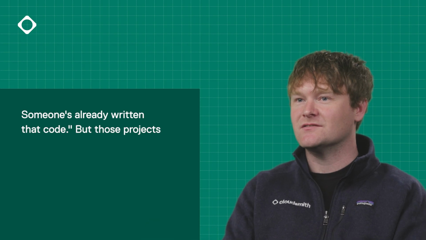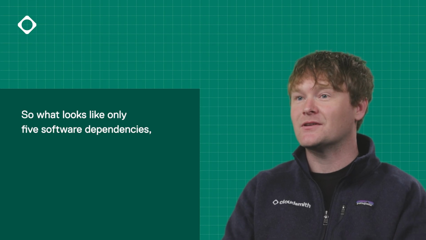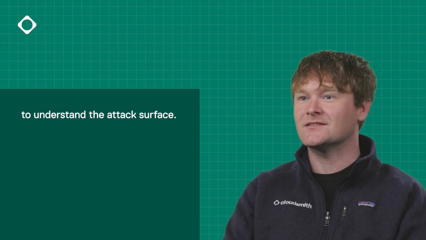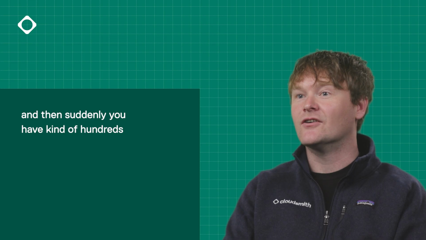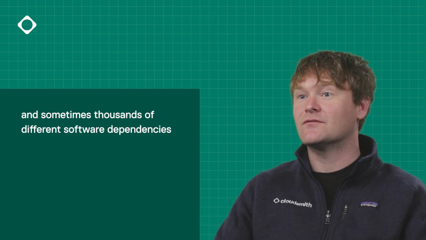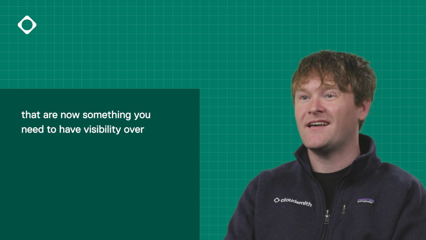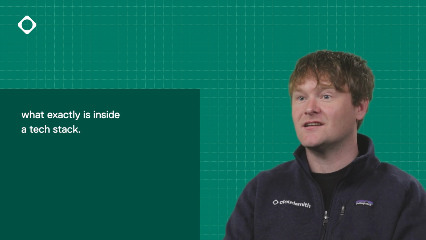But those projects evolve, and naturally they introduce new transitive dependencies. So what looks like only 5 software dependencies, pretty easy to audit, pretty easy to understand the attack surface, realistically is evolving, and then suddenly you have hundreds and sometimes thousands of different software dependencies that are now something you need to have visibility over. And that's where it becomes hard. It's really about understanding what exactly is inside a tech stack.